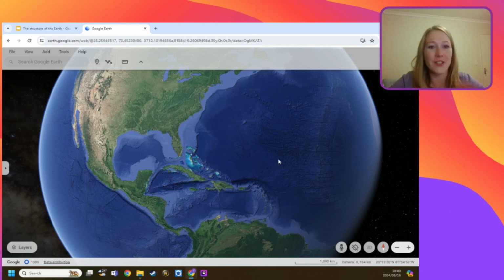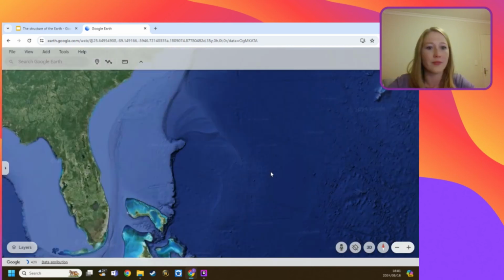Okay, so I started over here because there is a nice example of a trench over here. Here we can see we've got the ocean next to North America. So we have oceanic crust and it's meeting continental crust.